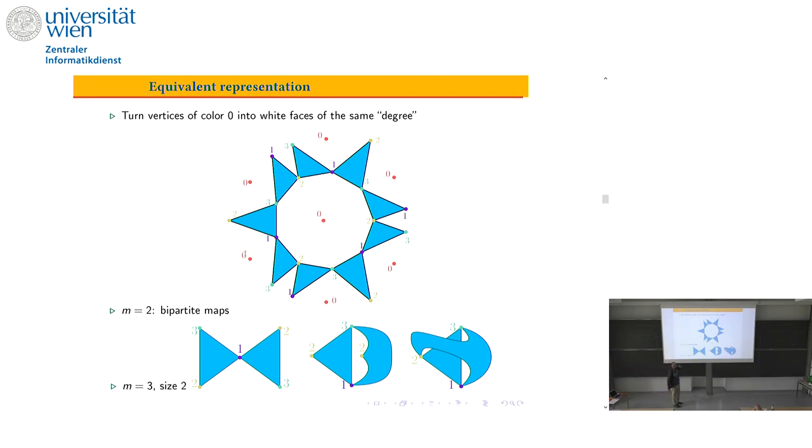And now that's very convenient for combinatorics. If m equals 2, I get back to bipartite maps because basically the blue polygons are digons. Okay? So I can replace a digon with just a single edge and two colors. But at m equals 3, I get new objects that are called constellations. And here I've listed the three objects of size 2, meaning two blue gons. Two of them are planar, one is not planar, and I can obviously flip the colors.